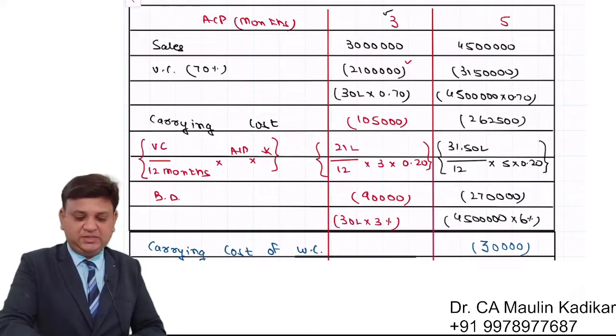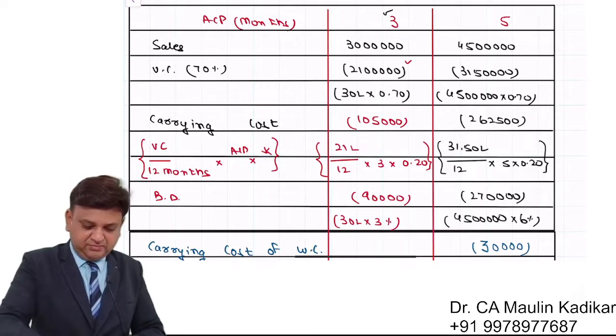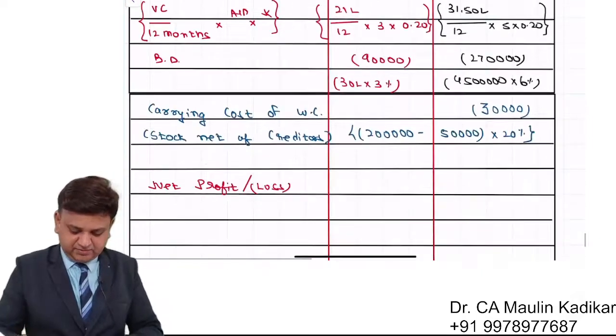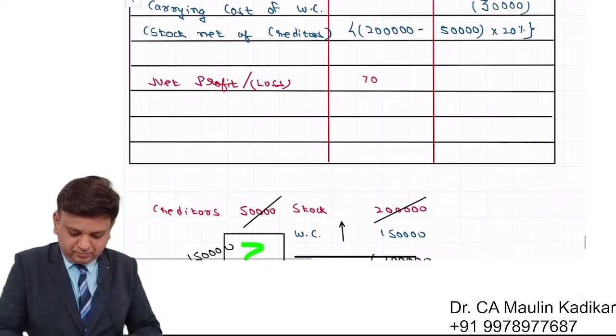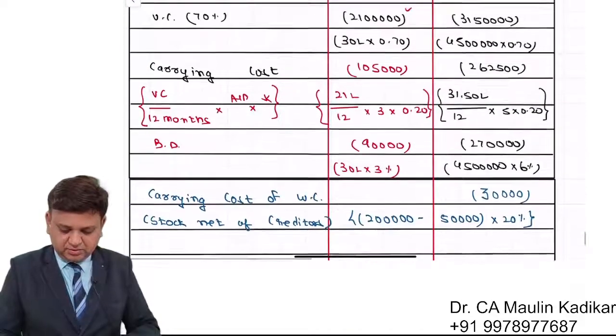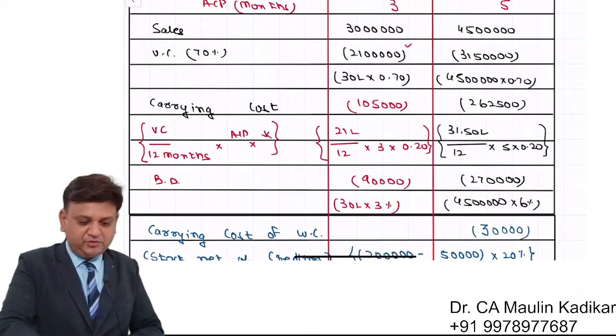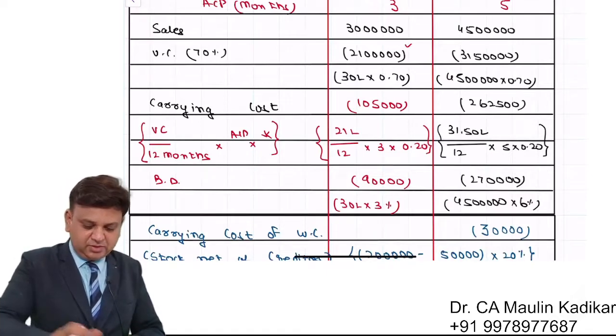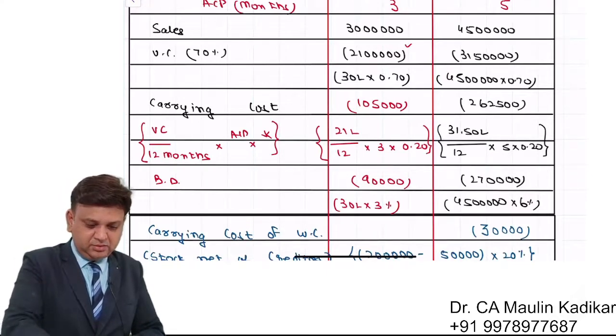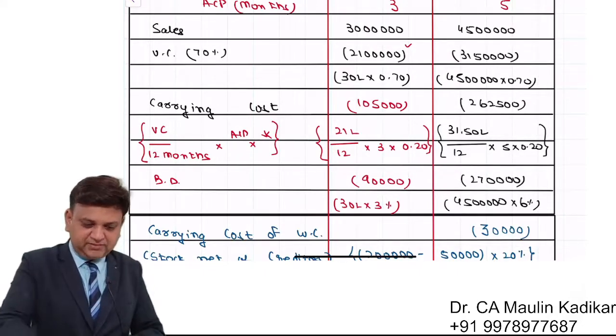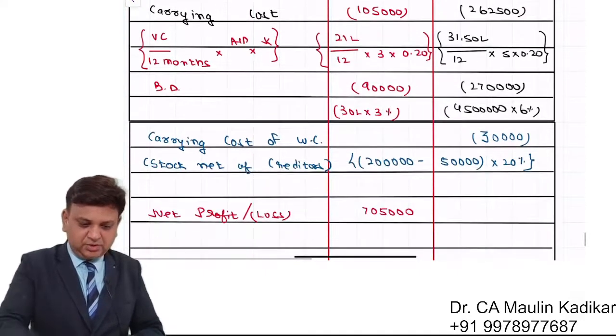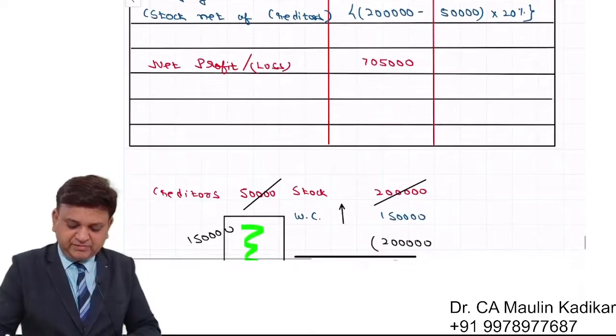In that case it is 30 lakhs minus 21 lakhs minus 1,05,000 minus 90,000, 7,05,000. In case of the proposed, 45 lakhs, 31,50,000, 2,62,500, 2,70,000, 30,000. So 7,87,500.